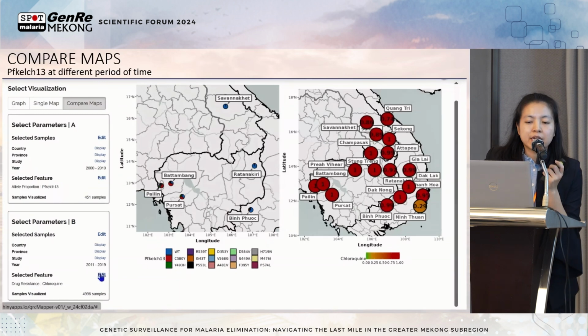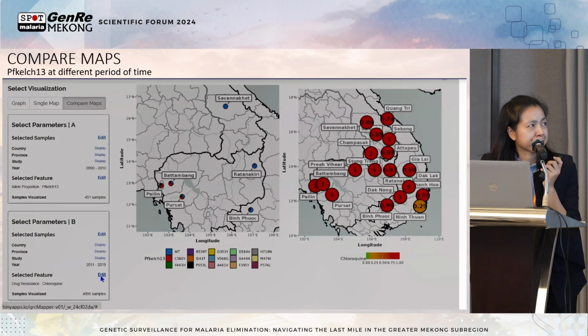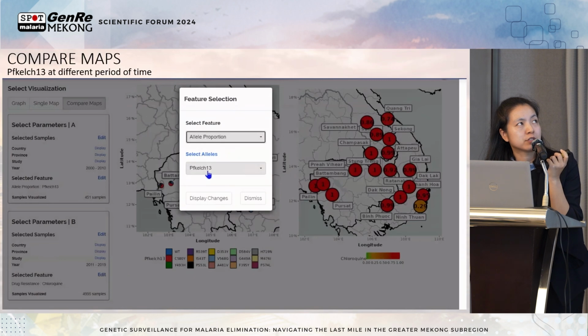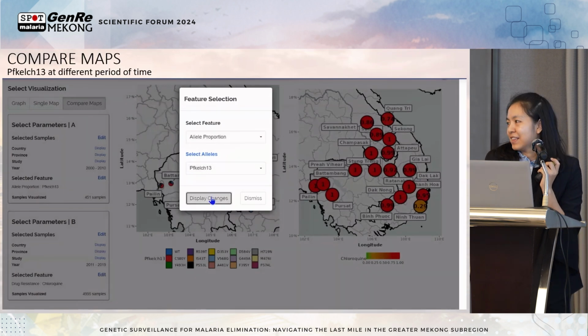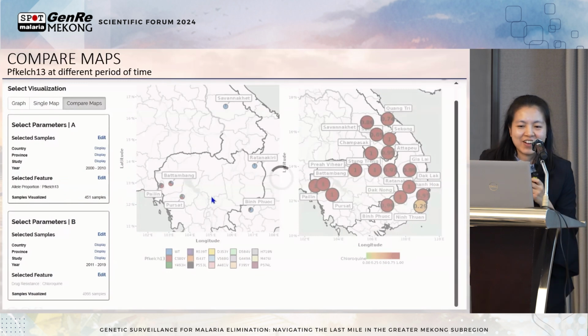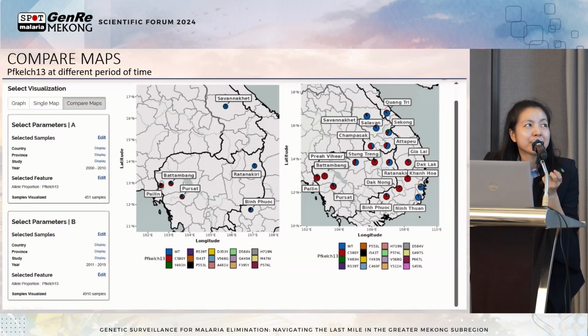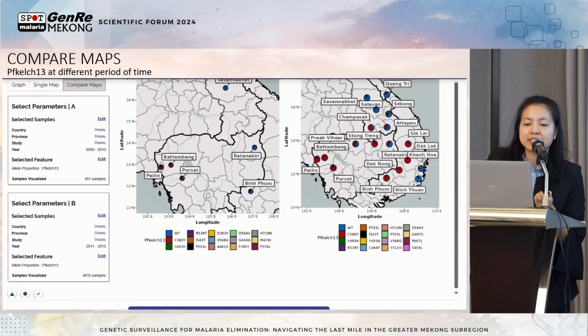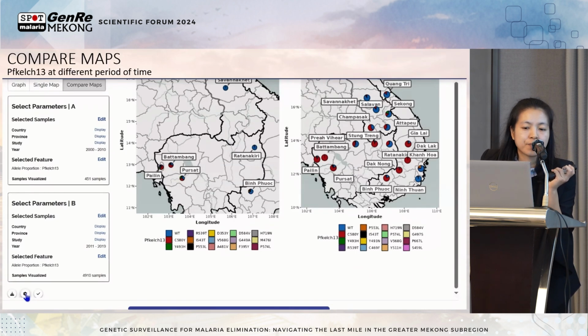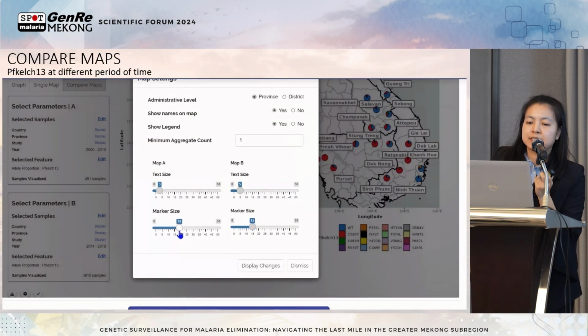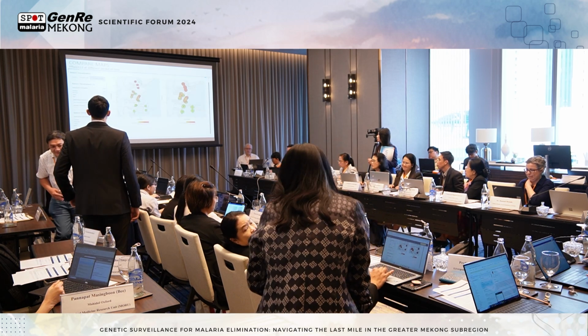Same thing we're going to do with the features. We change from the drug resistant to the allele proportion, which is PF-13, and then we click on display change. You can see that the pie chart is pretty small, so we can adjust the size again. You can go to the setting on the bottom of the page here and increase the marker size.